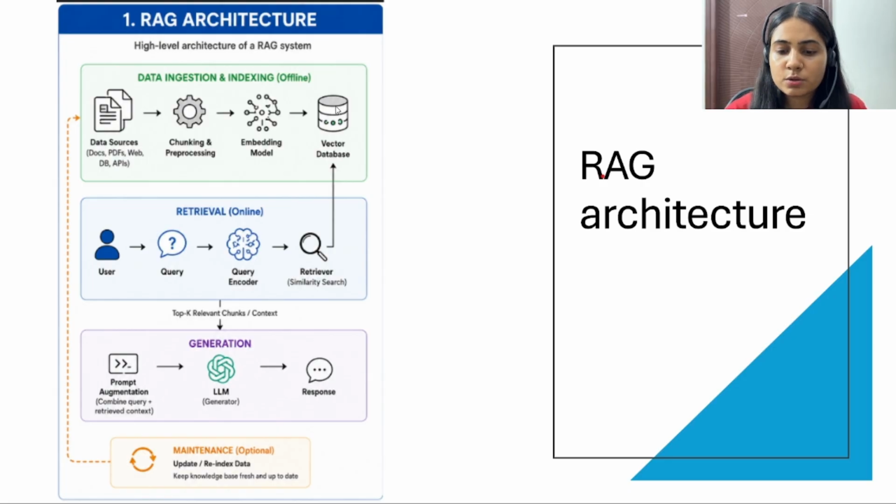After the user sends a query, it is converted into an embedding, and then it goes to the vector DB and retrieves the data. This process happens in real time. When we ask a query, this pipeline starts. That's why we call it the online pipeline.